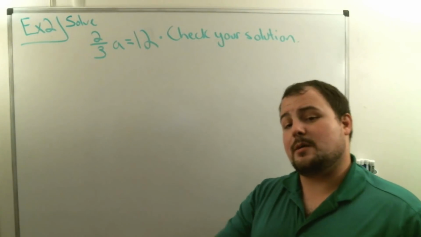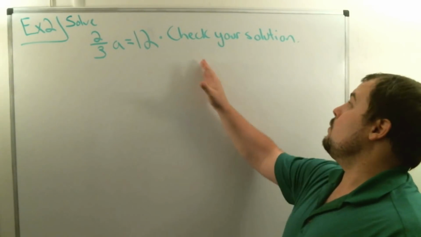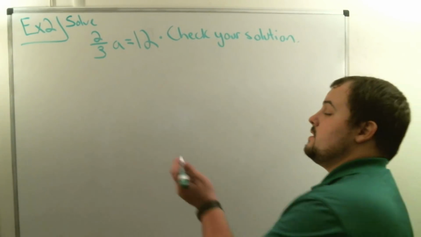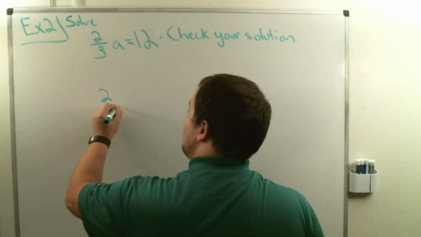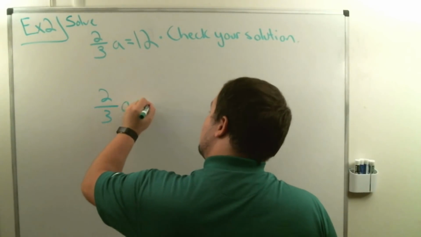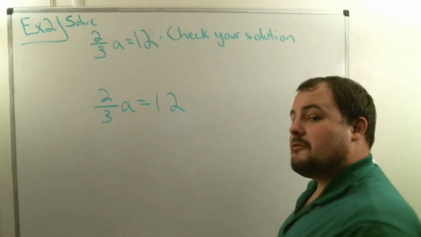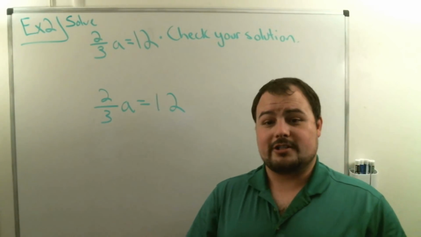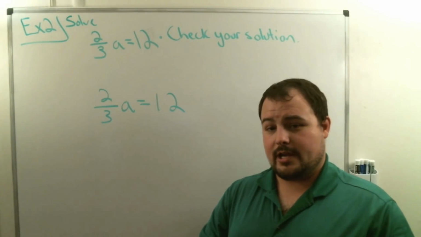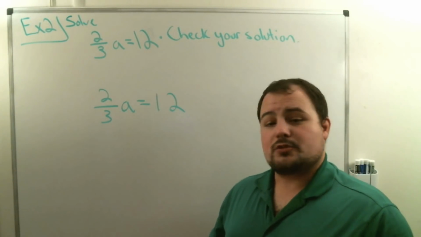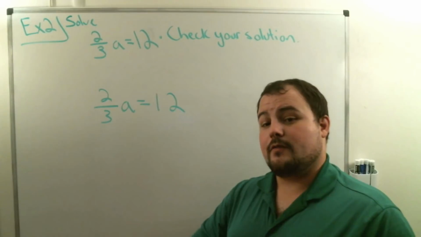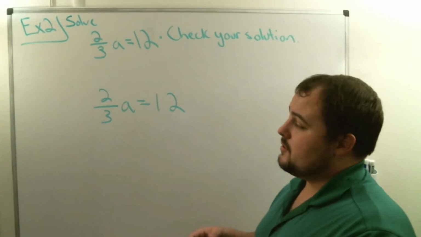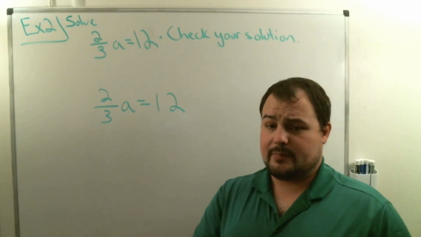So 2/3 times something equals 12. We're going to check our solution. So first step, we're going to write our equation. Now, reminder, we don't want 2/3 of the A. We want to have just one letter A. So our goal in algebra is always to get the letter A by itself, or only have one of those. So we want to change 2/3 to the number 1.